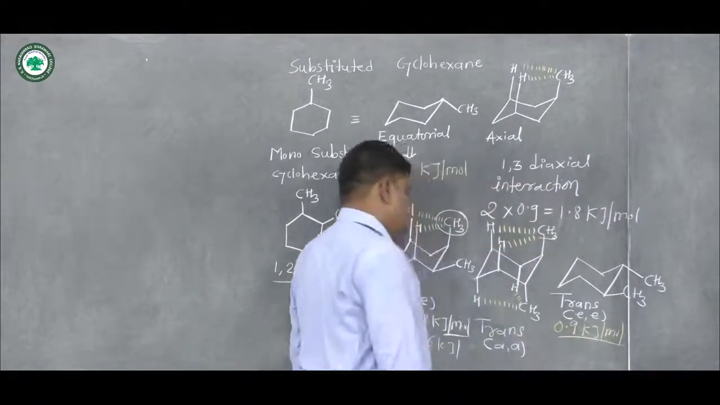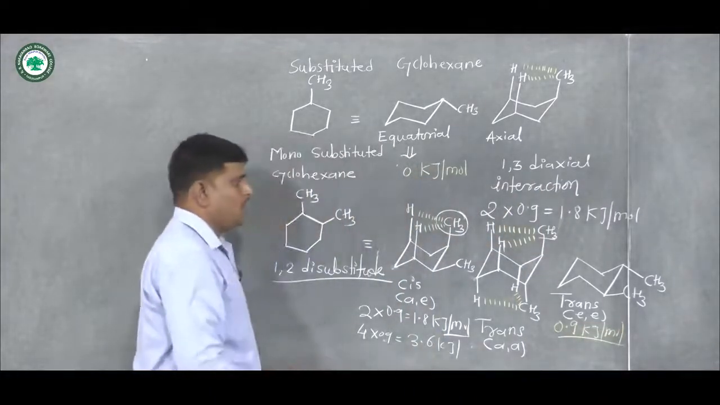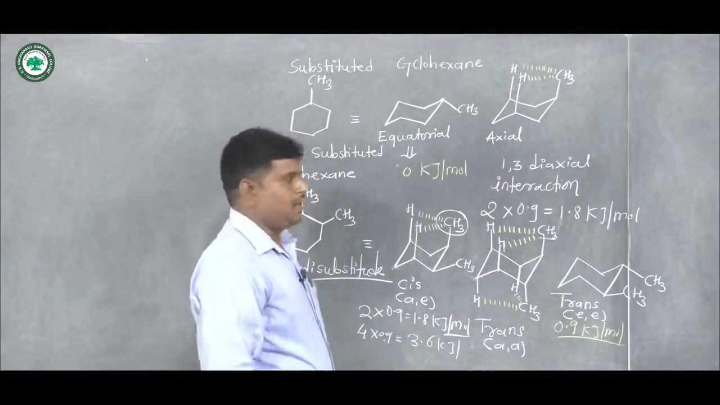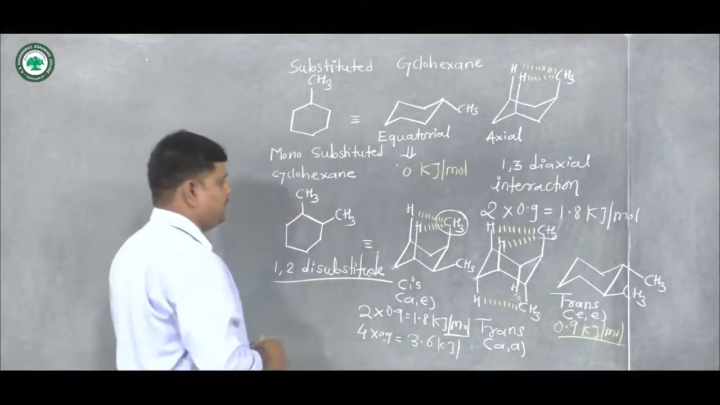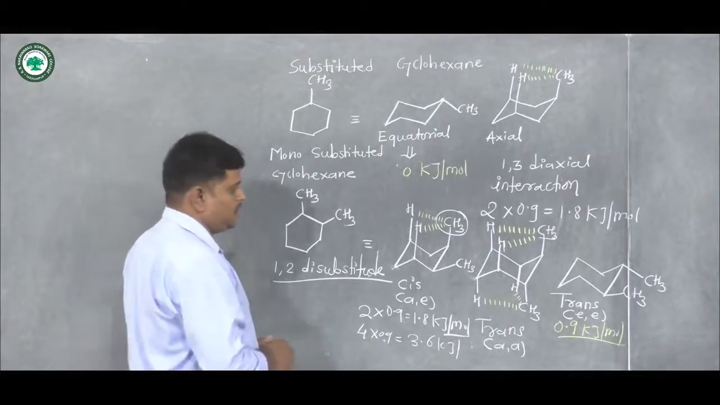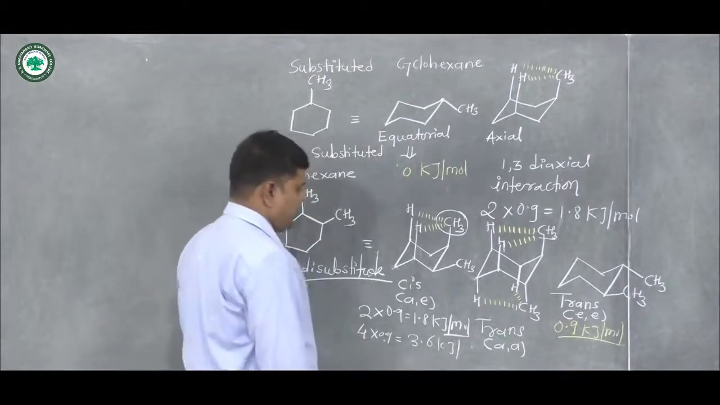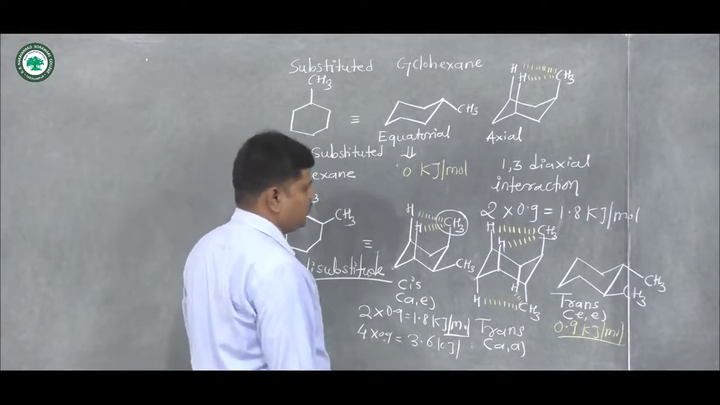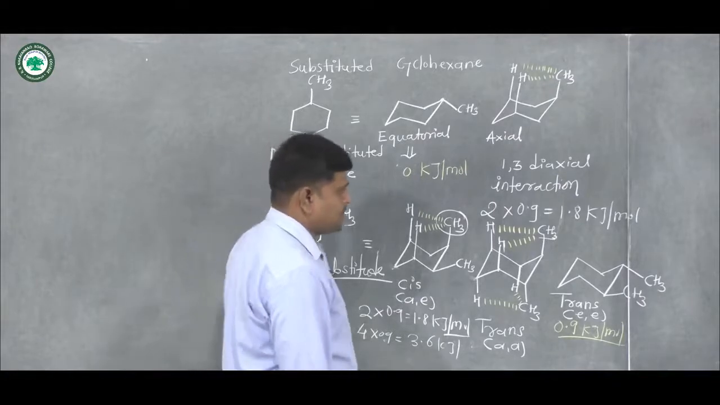Okay, so from this overall explanation we try to write its stability. In this case the more stable structure is trans equatorial. Why? Because its energy is very low.